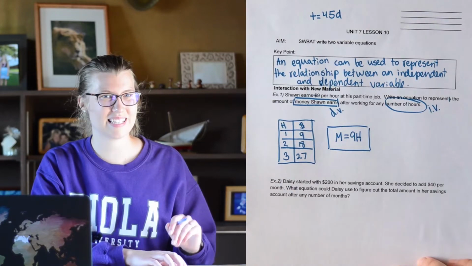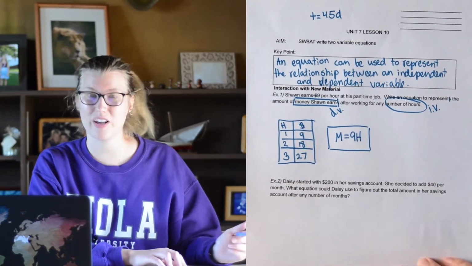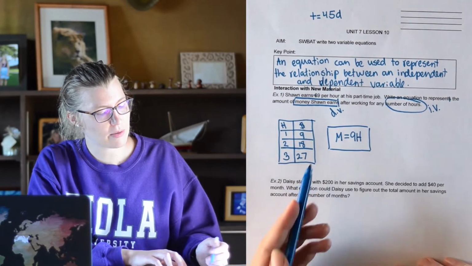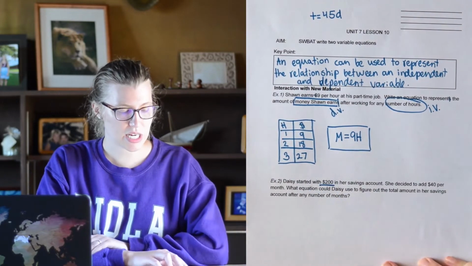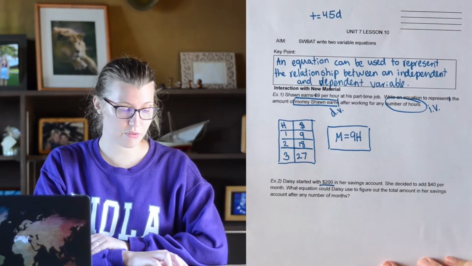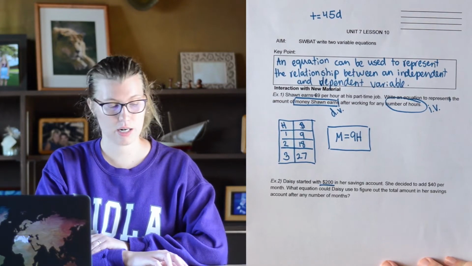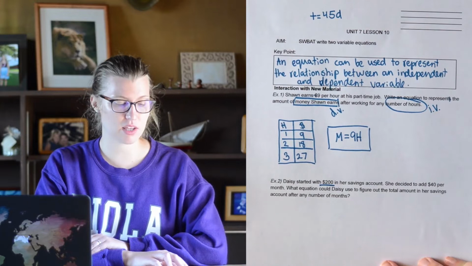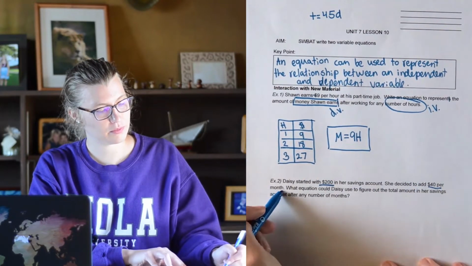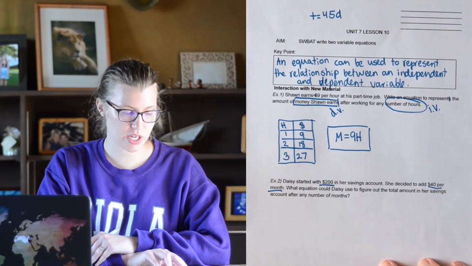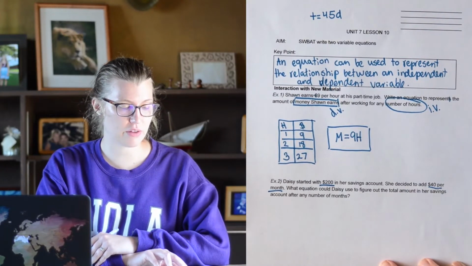Let's do one more example and then you're going to try it by yourself. Daisy started with $200 in her savings account. Okay, that's important. She decided to add $40 per month. Per month means every month $40. That's also important. What equation could Daisy use to figure out the total?